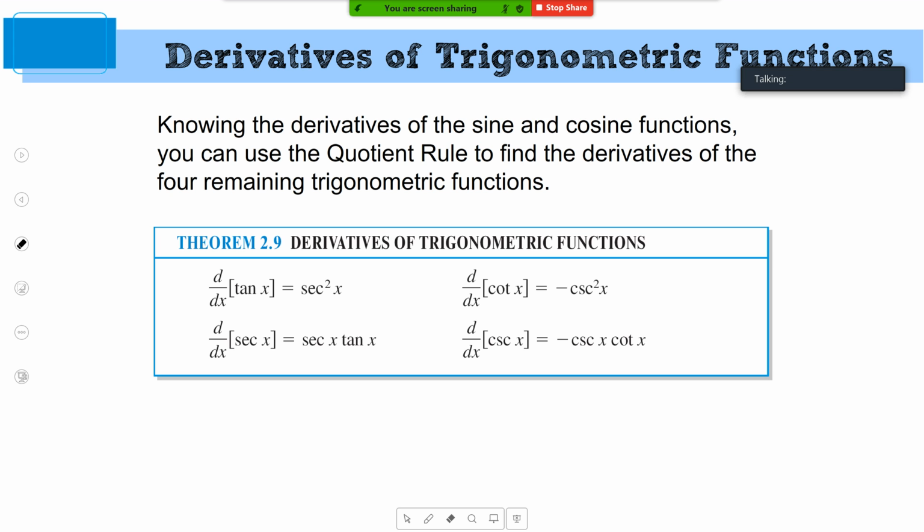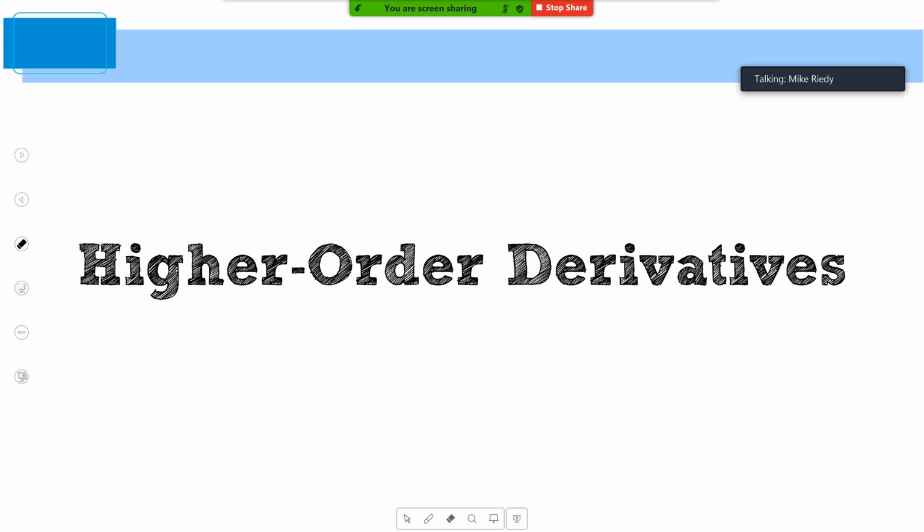Preguntas? No? Bien. Higher order derivatives. Okay, this is simple. Let's suppose we have 7x to the fifth. We'll call that p of x. What's p prime of x? Dylan? Well done.